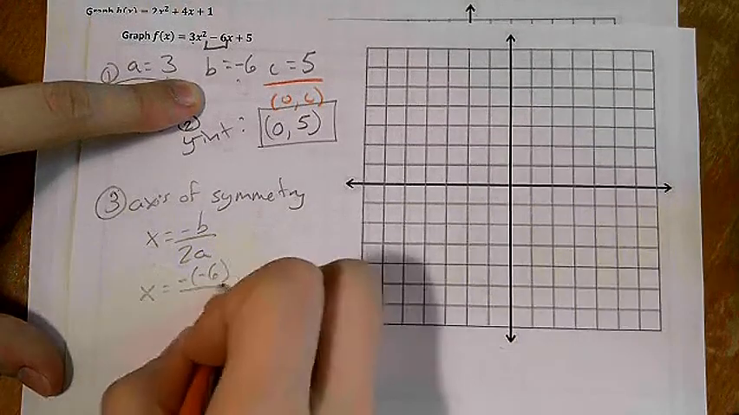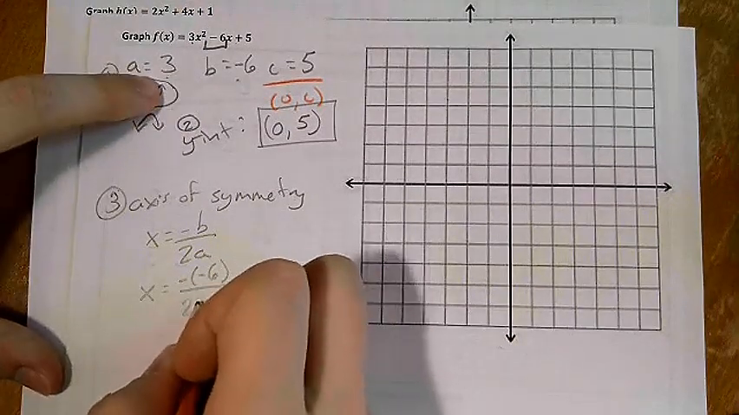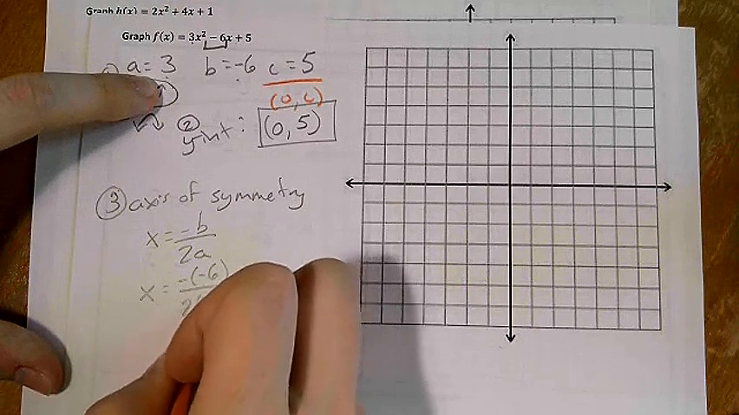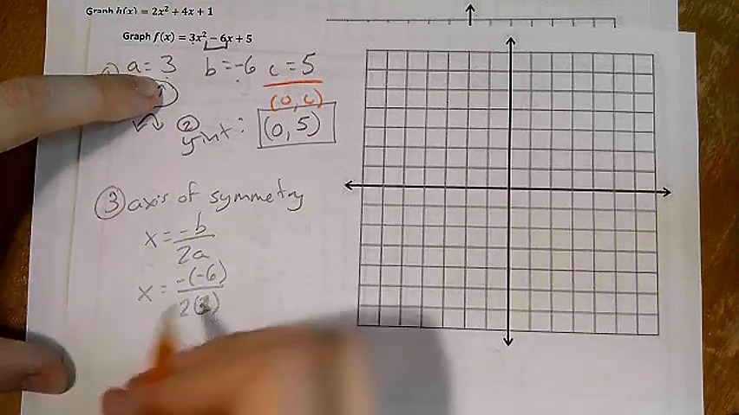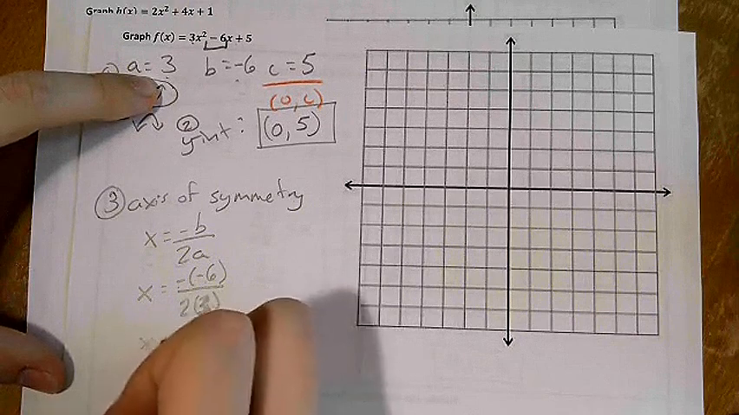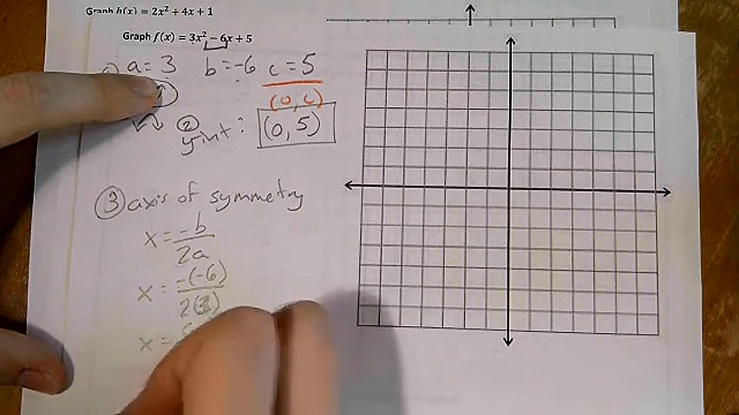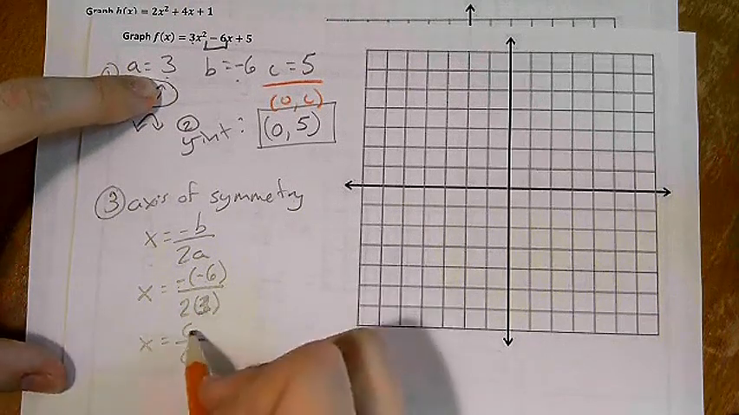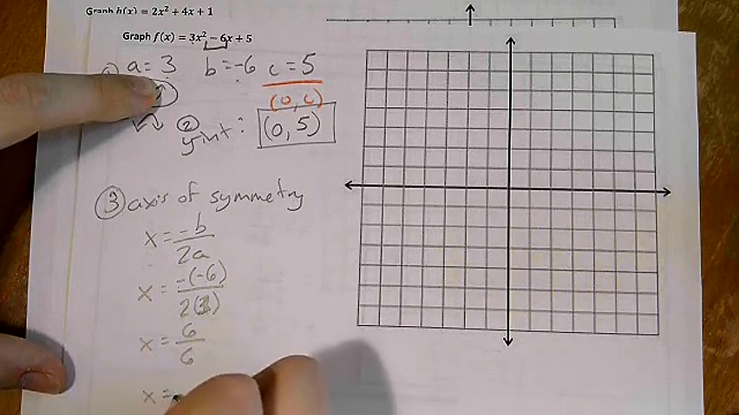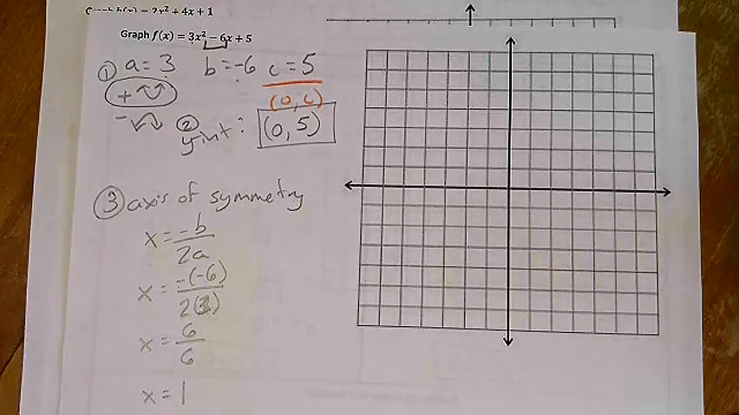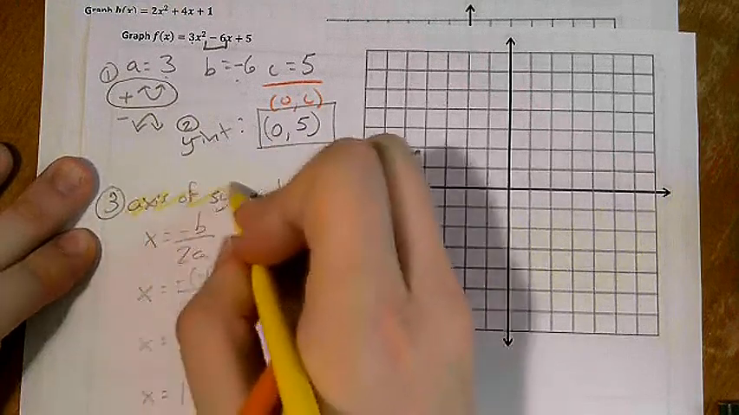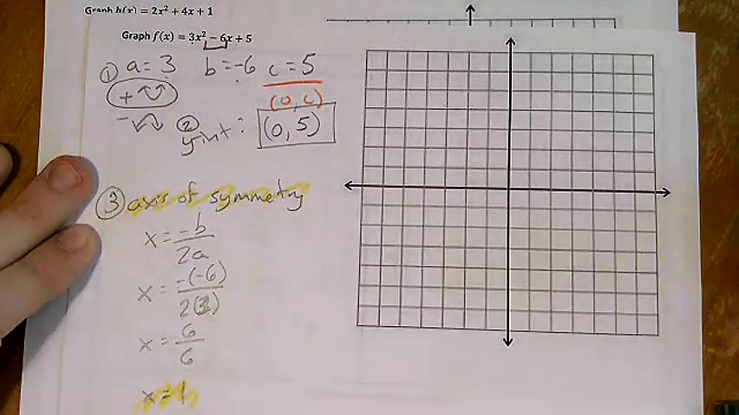It just helps my brain. And then our a value is 3, so 2 times 3. Well, negative 6 is really a positive, and then 2 times 3 is really 6. Hey, 6 divided by 6 is 1. So we know that our axis of symmetry is at x equals 1.